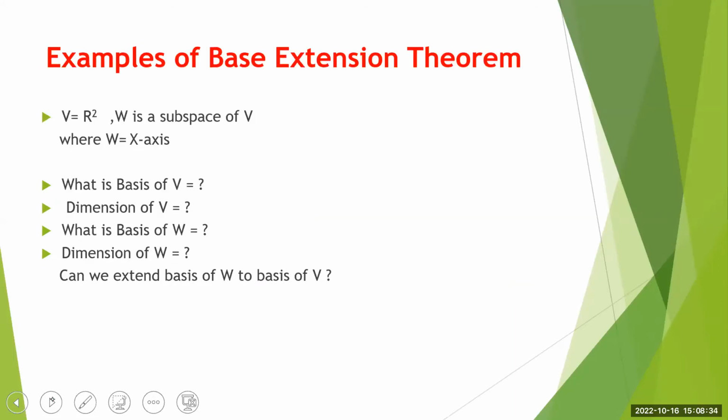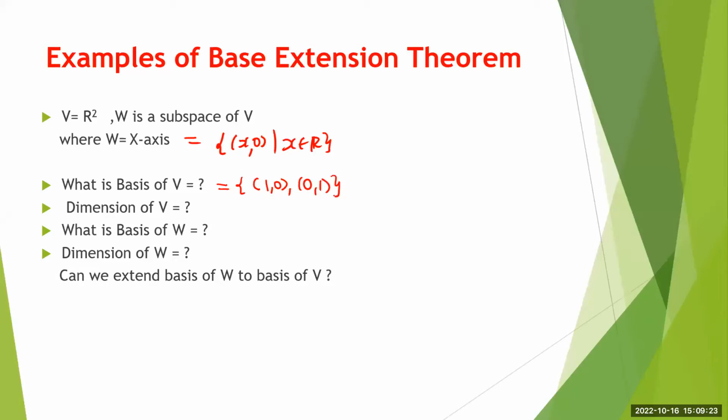Okay. Let's consider some examples. Suppose my vector space V is R2 and W is a subspace of V where W is the x-axis. So my W will look like (x, 0) such that x belongs to R. A basic question arises: what is a basis of the vector space V? As V is R2, the standard basis of V can be taken as (1, 0) and (0, 1). As V is R2, the dimension of V will be 2.